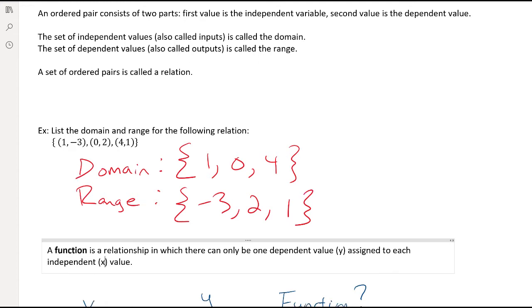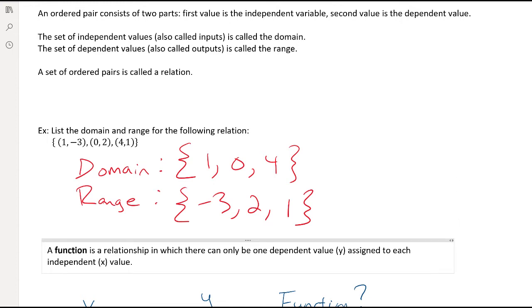So a function is a relationship in which there can only be one dependent value, there can only be one y value assigned to each x value. There can only be one y value assigned to each x value.